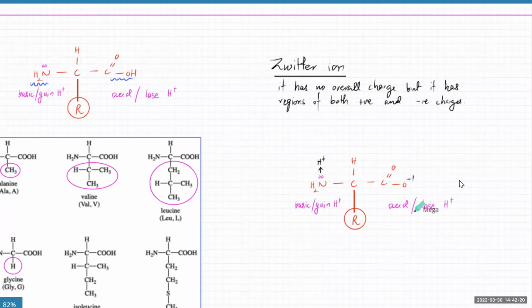And one side is negative. The way to write this is, on one side you have the COO- ion. On the other side you have the NH3+ ion. On one side you have the R group, and on top there is H.